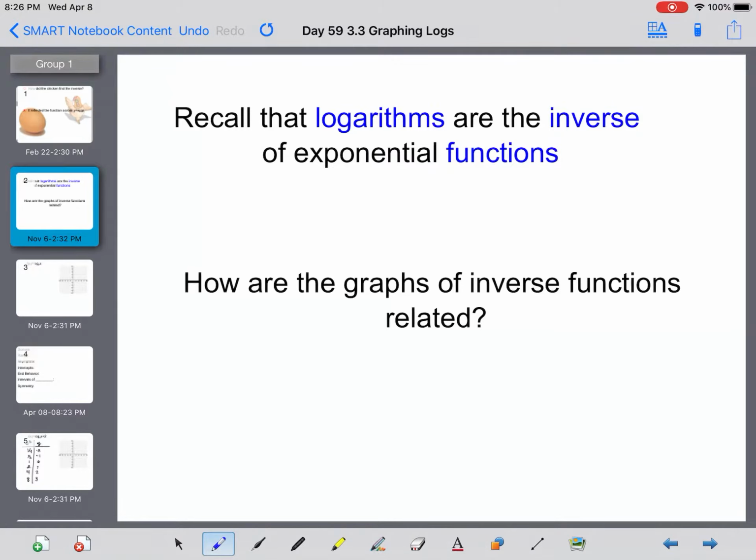that logarithms and exponential functions are inverse functions. So that means one function undoes the other function. So keep in mind how the graphs of inverse functions are related, and they're related by reflecting over the line y equals x, hence my really bad joke in the beginning.